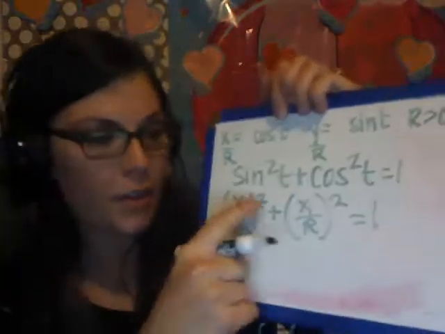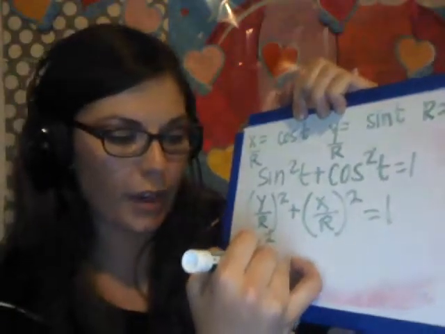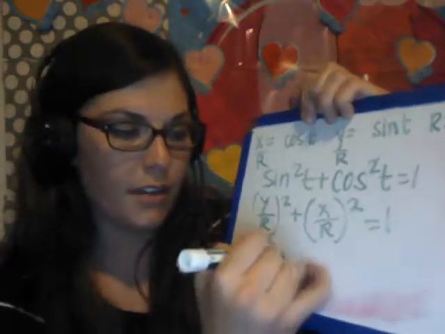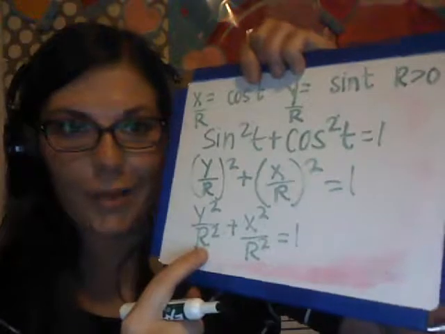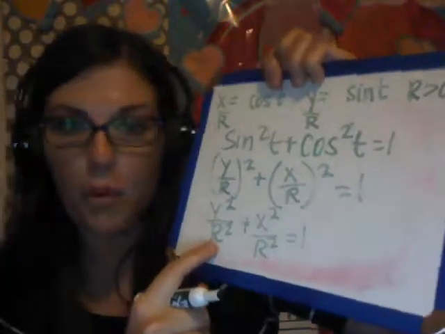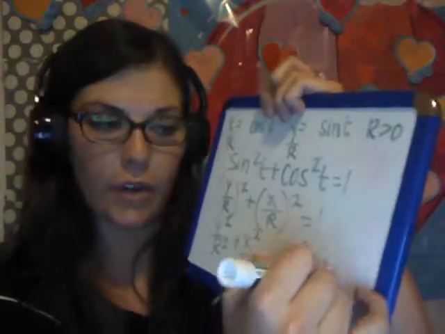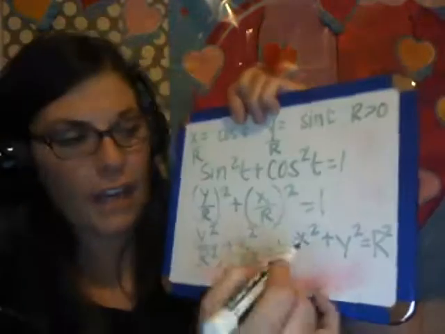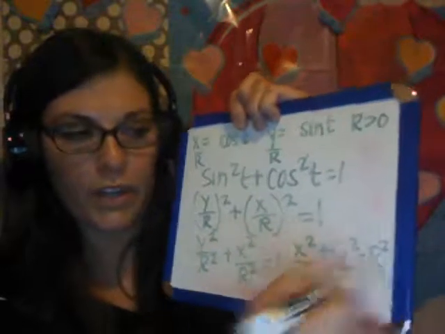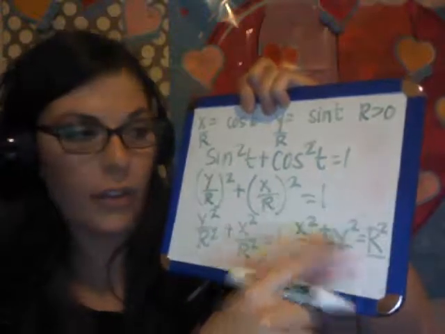Then I'm going to distribute that squared to both of those pieces, and I get y squared over r squared plus x squared over r squared equals 1. Since both of these share a denominator here, I'm going to eliminate that by multiplying by r squared on both sides. And what we end up with is the standard equation of a circle. So in this situation, what we have here, x squared plus y squared is r squared, is a circle that is centered about the origin with a radius of r.